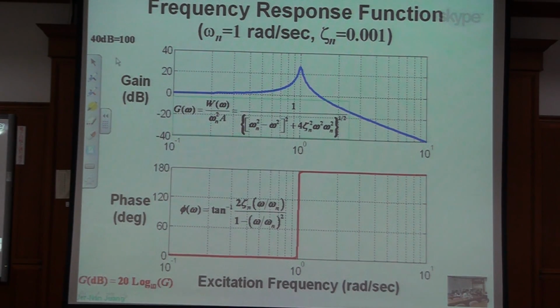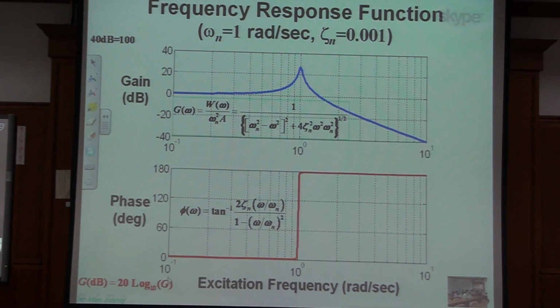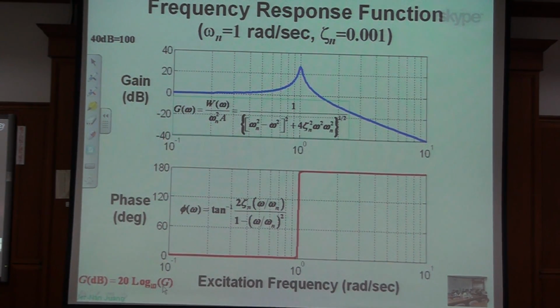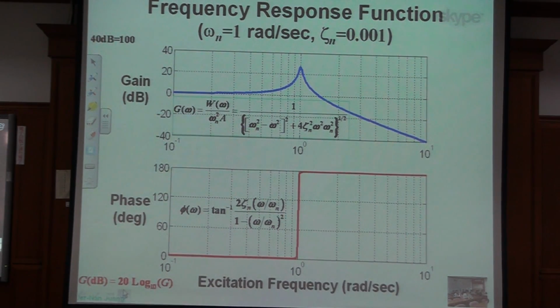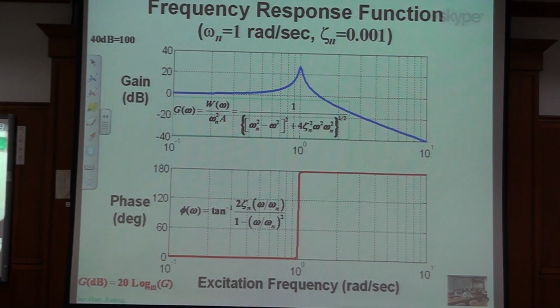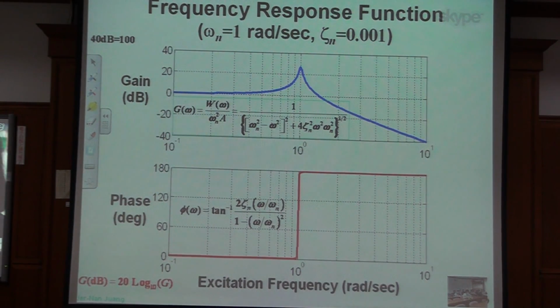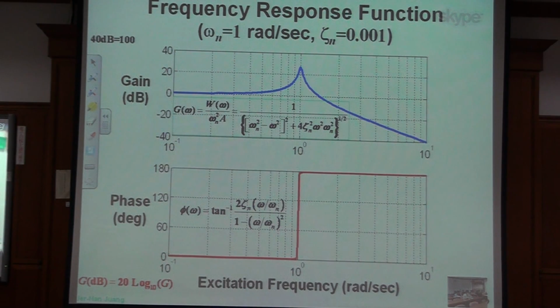If you look at this, I say 40 dB is 100. You know why? Because if you have G as 100, log 10 of 100 is 2. 2 times 20 is 40. So if gain is 100, that means if your input amplitude is 1, your output amplitude will be 100. That's terrible, right?